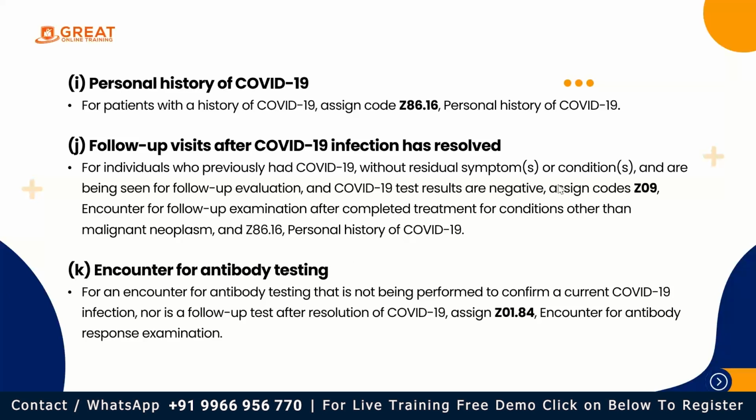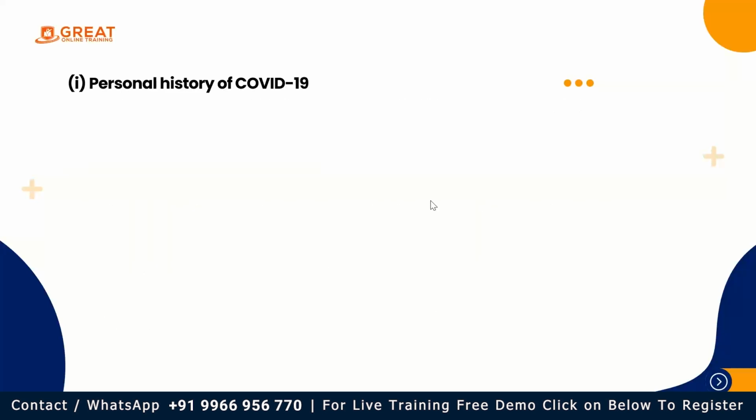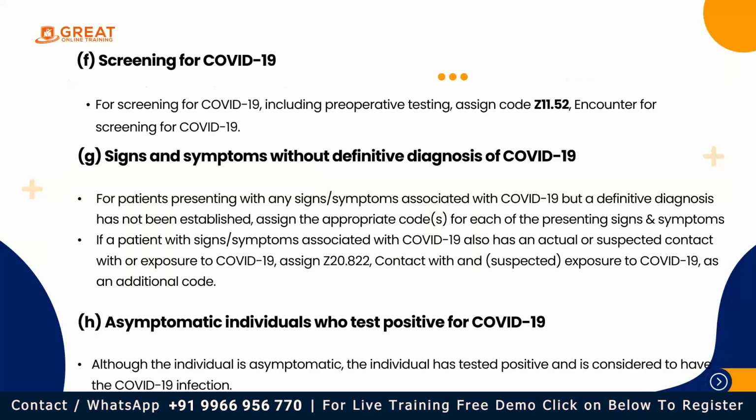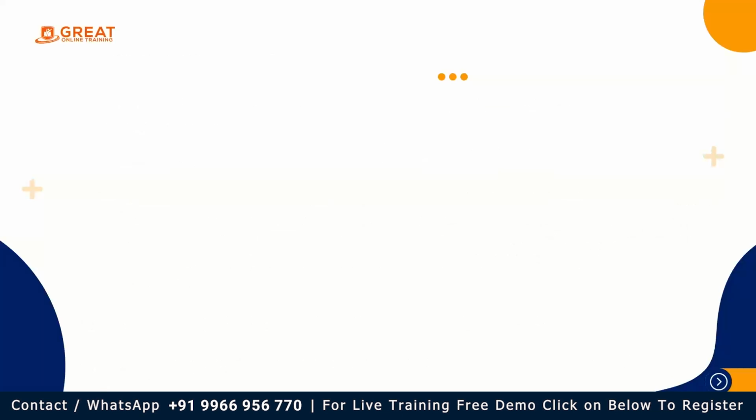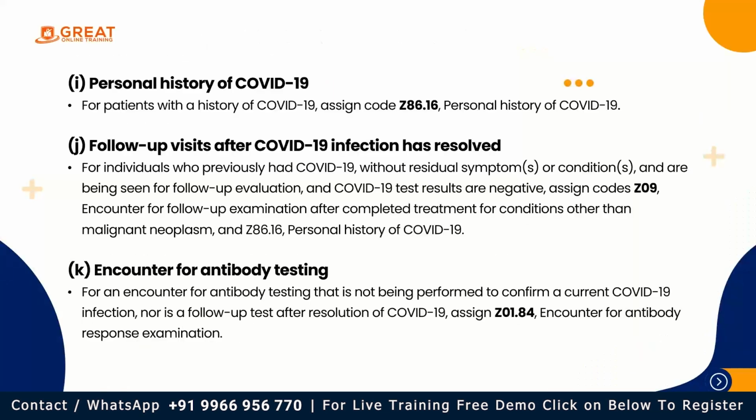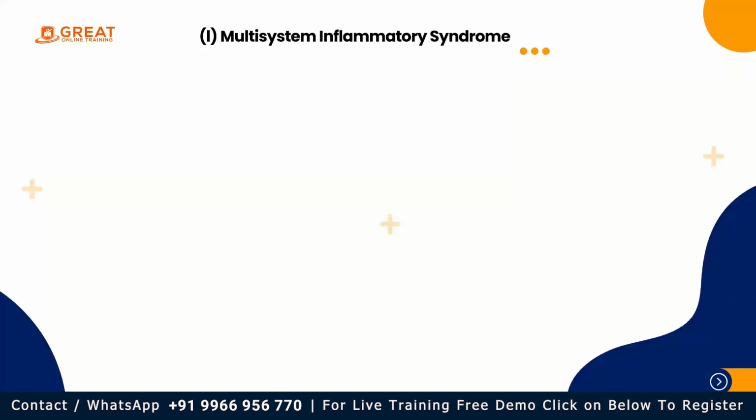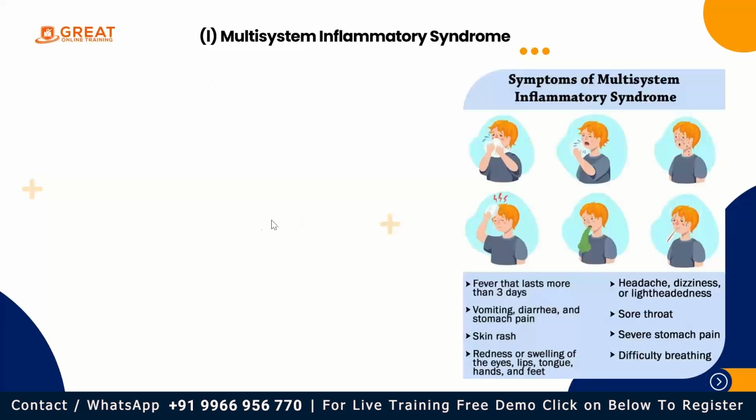Okay, we have a separate code for follow-up examination. We have a separate code for history of COVID-19. Again, we have a separate code for preoperative testing or screening, right? And we have a separate code for exposure. Is this clear? COVID-19.